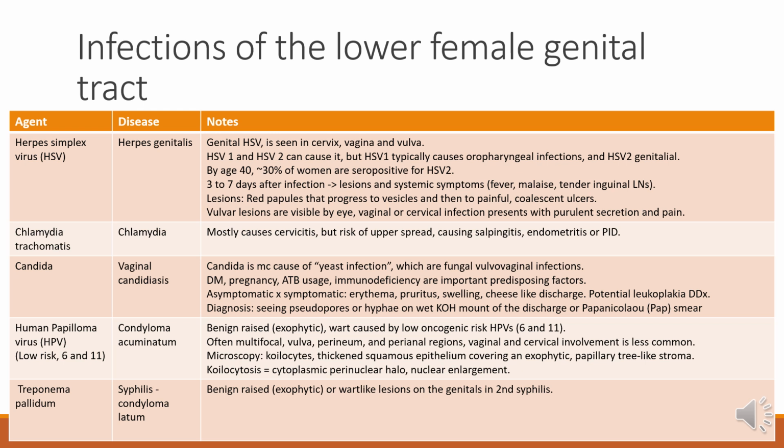For example, human papilloma virus, specifically the low risk 6 and 11 and some other less common ones, they cause condyloma acuminatum in the area, which are warts. They are benign exophytic lesions, right? And if we look at their histology or microscopy, we see koilocytosis. Very important to mention. We'll discuss it later on. Next, we can discuss syphilis, the secondary syphilis condyloma latum, which is a wart-like lesion.